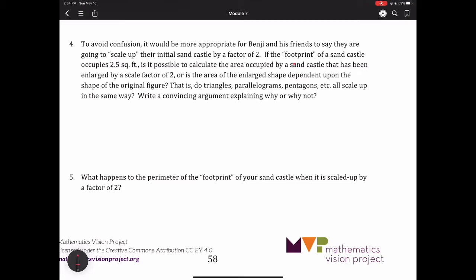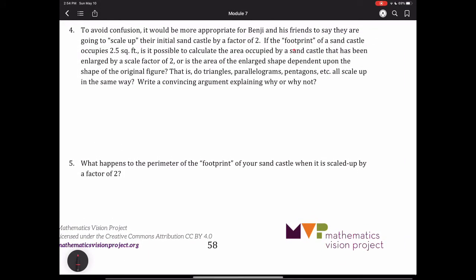Okay. So when we're looking at this, we actually will see that if we're scaling up, we're basically doing a dilation of 2, and so everything increases by a factor of 2 times 2, or 2 by 2, because we're scaling everything up by a factor of 2. So that's the answer to number 4.